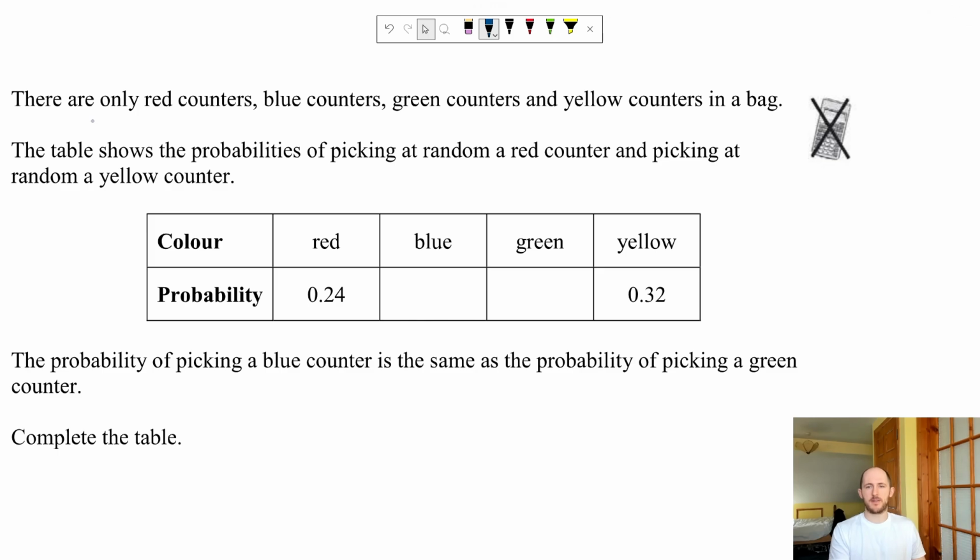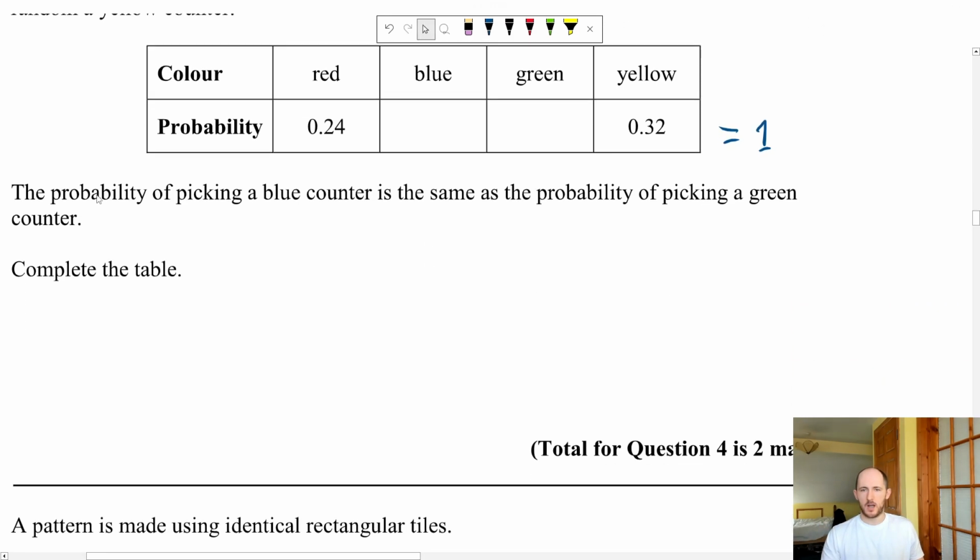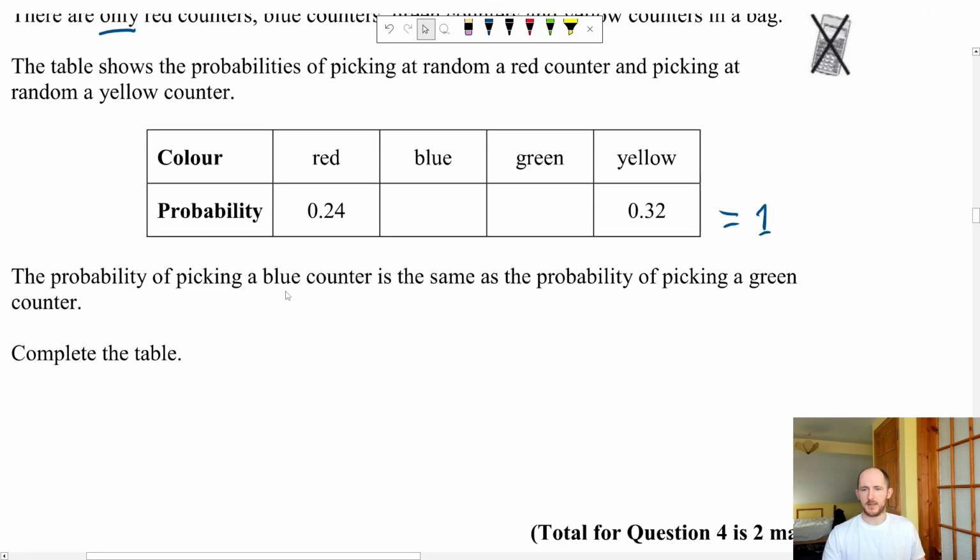First of all, the reason why they tell you there's only these is because it means that all of these probabilities should add up to 1. That's what it should do. But next thing I want to go through is, what does this mean? The probability of picking a blue is the same as picking a green. Well, what does that mean?